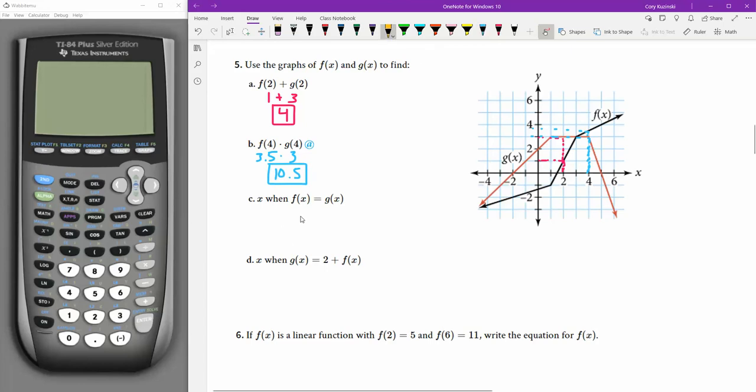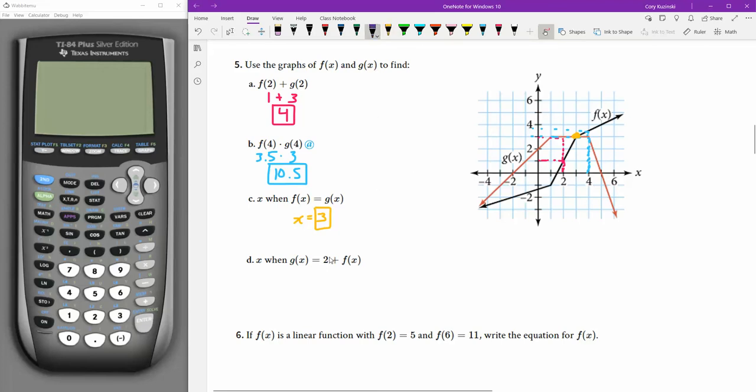f of x equals g of x. Where are they equal to each other? Where do they cross each other? Looks like they're going to right there, but I know that they cross each other right here. So that's at x equals 3. Do those two functions intersect each other anywhere else? Not that I can tell. So just at 3.